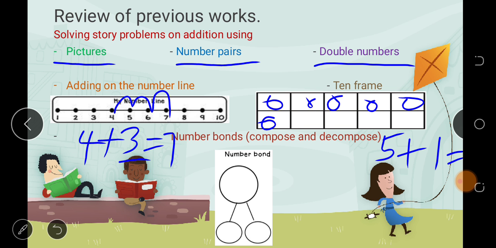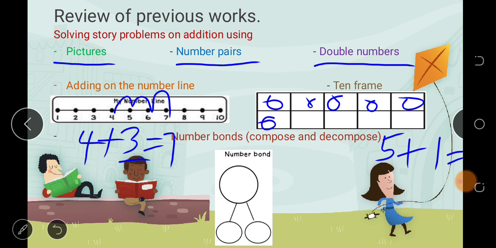Then we also worked with a number bond. This is quite new. The number bond helps you to compose numbers, to join numbers together, and it also helps you to decompose numbers. That means to split numbers apart, to break numbers down. Any number you see has different pairs to it, has other parts to it. Every number you see has other parts that make up that number.